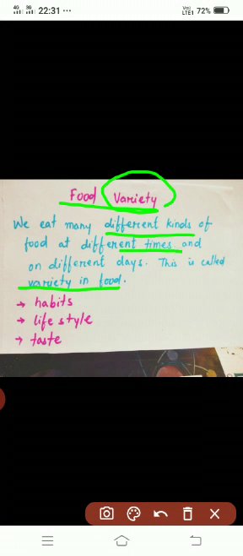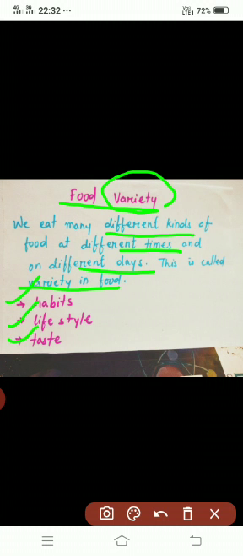And times means what? Here, breakfast, lunch, and supper. So, what food you eat in breakfast, you may not eat in lunch or in supper. And different days. Days means whatever dishes you had prepared on Sunday, you may not prepare on Monday or Tuesday or Wednesday. Okay? But different people eat different types of food according to their habits, style, and taste.